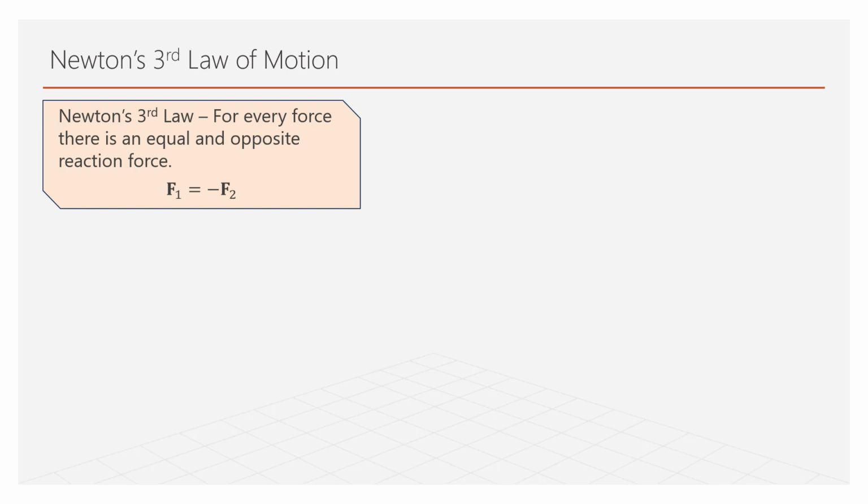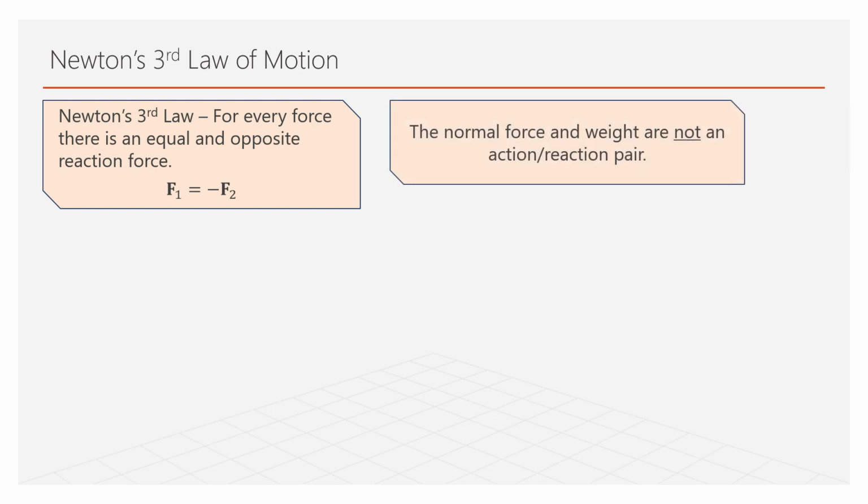A common task is for students to identify action-reaction pairs. In the case of a hammer and a nail, it is fairly obvious what the action-reaction pair are. The action is the force of the hammer onto the nail, and the reaction force is the nail's head onto the hammer. However, it is not always obvious. For example, the normal force and weight on the previous slide are not an action-reaction force pair.